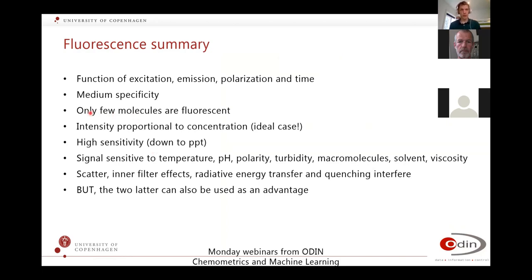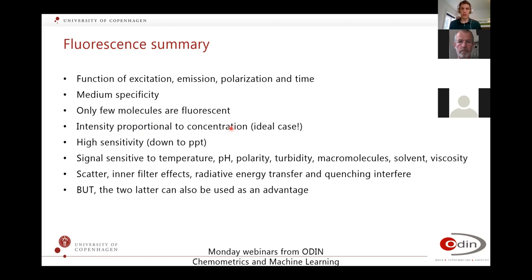A drawback, but also a strength: only few molecules are fluorescent. It's a drawback because you can't look at any system when it comes to fluorescence. The good thing is that if you know that you have a fluorophore, it could very well be that there's not so much else that is disturbing your signal.